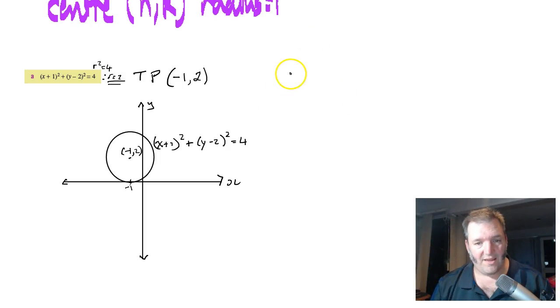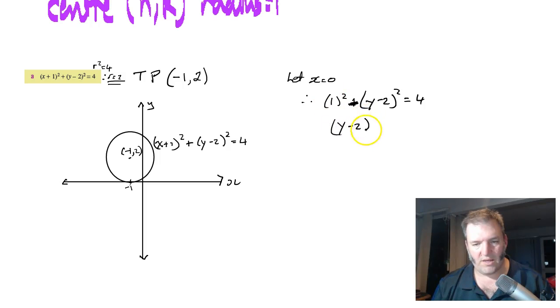The y-intercepts, I'm going to let x equal 0 to find the y-intercepts. So I would have 1 squared plus y minus 2 squared equals 4. I'm going to subtract that 1, so I've got y minus 2 all squared equals 3. I really should have just subtracted the 4 first, shouldn't I? That would have saved me a lot of work. Doesn't matter, we get there in the end.